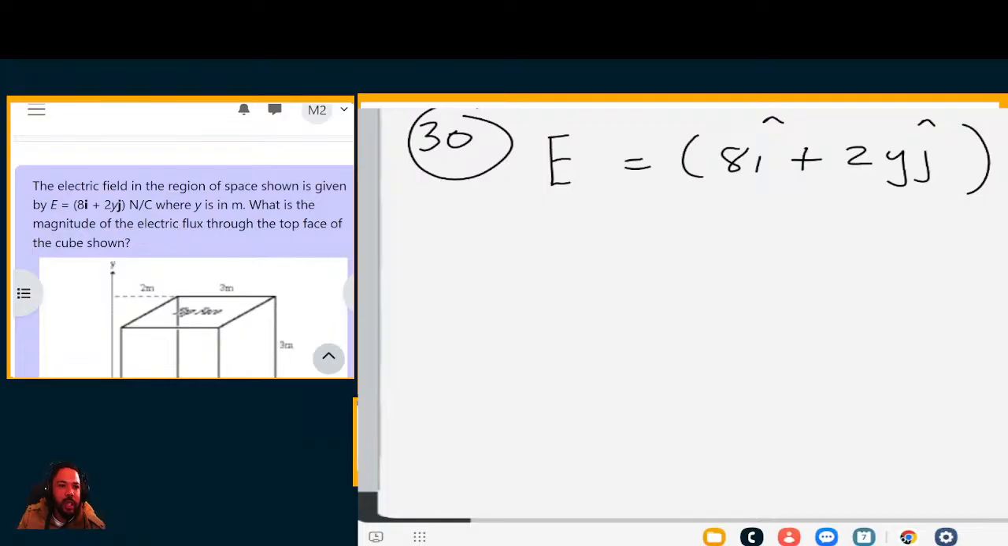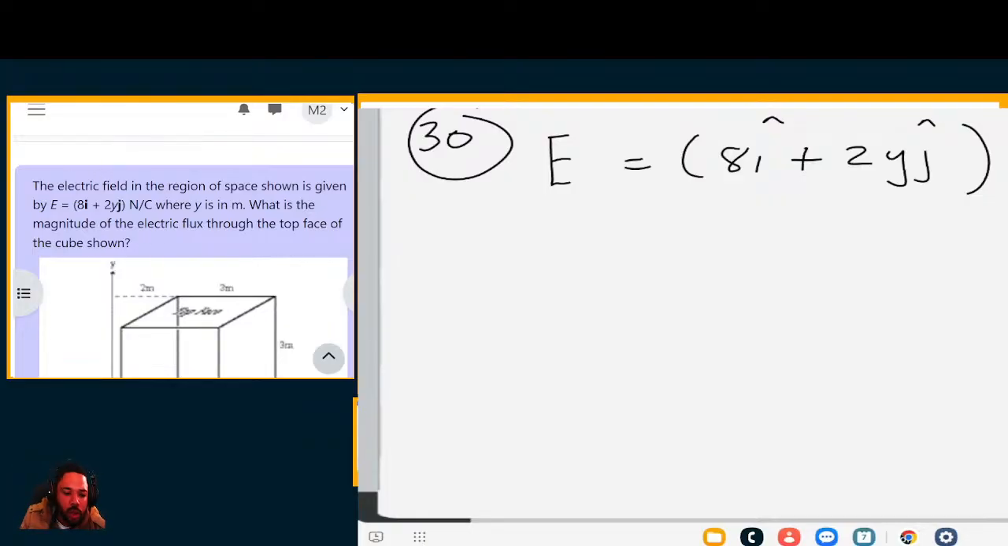So we've been given an electric field in some region of space, and the electric field is described by this. Let me just check here. Someone is trying to log in. Admit this person. Okay. So we have an electric field going through space, and in this space there is this cube. Now the question is, what is the magnitude of the electric flux through the top surface of this cube?